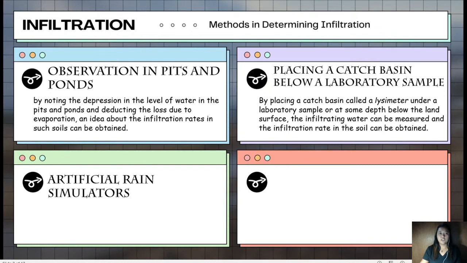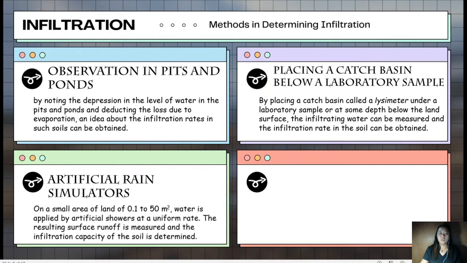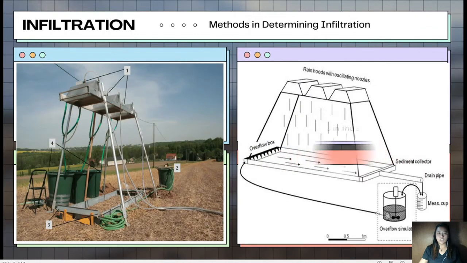Next is the artificial rain simulators. On a small area of land of 0.1 to 50 square meters, water is applied by artificial showers at a uniform rate. The resulting surface runoff is measured and the infiltration capacity of the soil is determined. So this is an example of the artificial rain simulators.